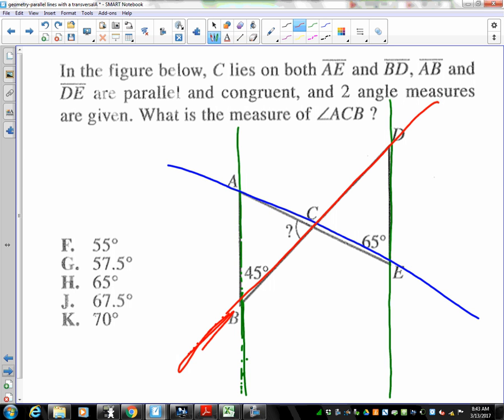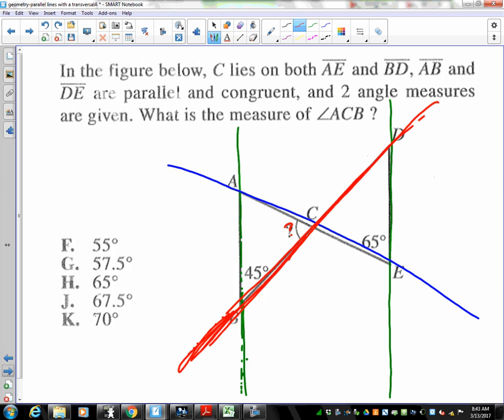Now we're just looking at parallel and congruent, and two angle measures are given. What is the measure of angle ACB? Okay, probably didn't have to read all that, except for that parallel part. So I'm looking for that angle right there. Now what I'm going to do is just look for some special pairs of angles. So let's start off with this 45-degree angle here.